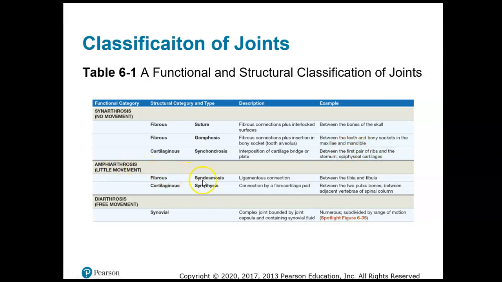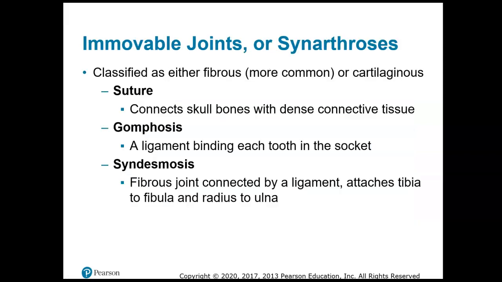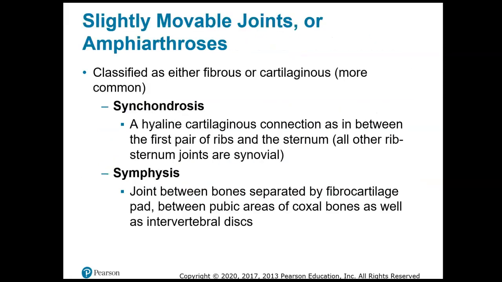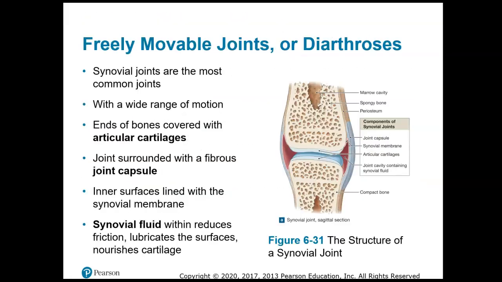Then we have little movement. So there's a syndesmosis, amphiarthrosis, which is the ligament between the tibia and the fibula. And then we have a symphysis, which is the pubic symphysis between the two pubic bones, and also the vertebral disc. Those are symphysis joints. And you have the definitions here. You can read through them, but I think the table is probably the best.